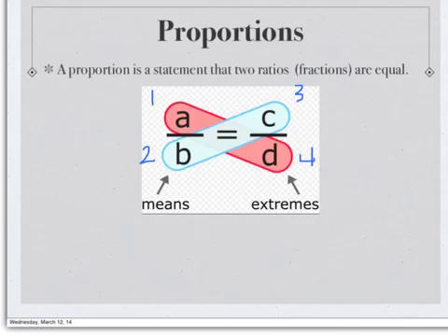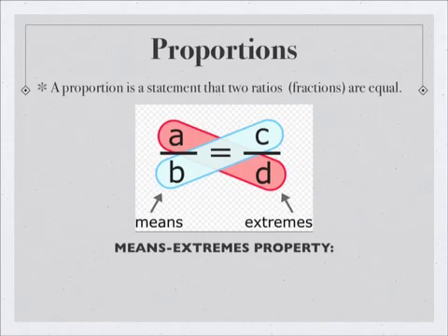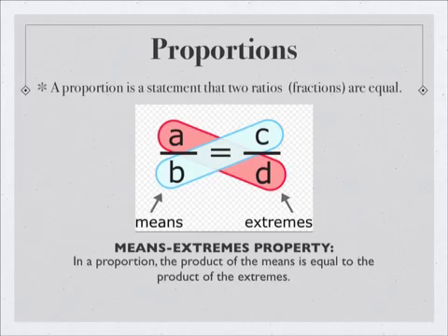And here's why the means and extremes are important. The extremes property says in a proportion, the product of the means is equal to the product of the extremes. What's product mean? Multiplication, yep. So what that means is if you multiply the A number and the D number, it's going to be equal to what you would get if you multiplied the B number and the C number. Does this sound familiar? Yeah. Good.